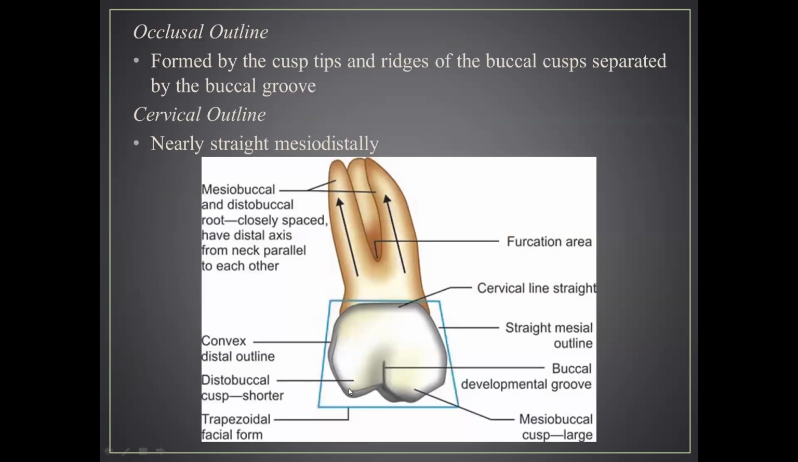And the occlusal outline is mainly formed by the cusp tips and their ridges, which are separated by the buccal developmental groove, which is similar to that of your maxillary first molar. The cervical outline is almost straight, which is most common for your posteriors.